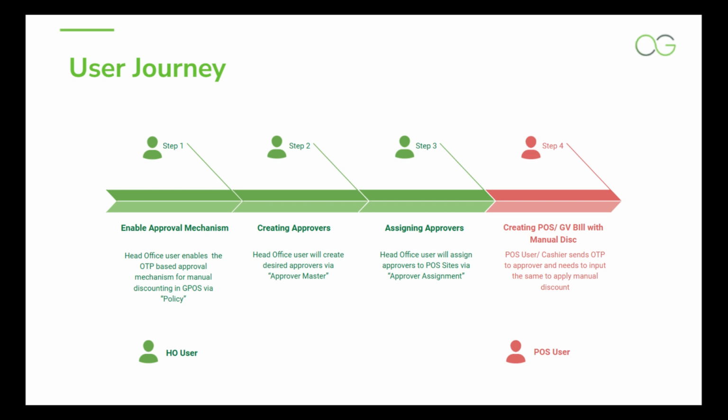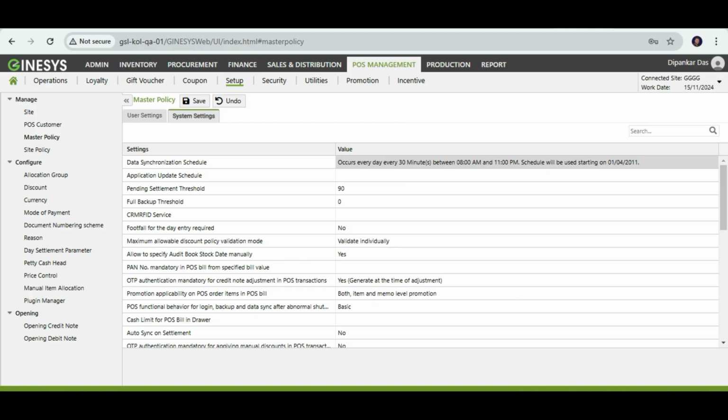Okay, so the first steps to configure and enable this feature begin at HO. Here we have assumed that the POS store is being controlled by the head office. So firstly, the HO user needs to activate or enable this configuration. This will be done via policy. Let's jump into the system and have a look.